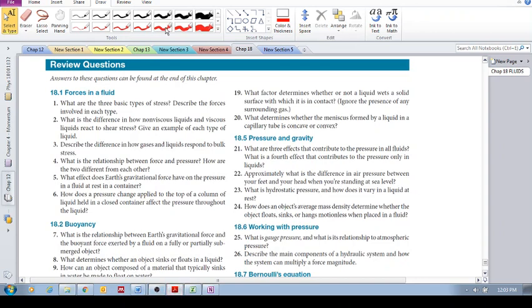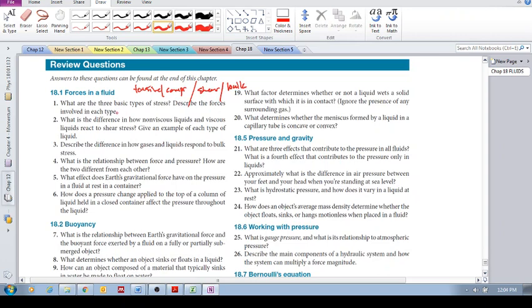Okay, let's look at some review questions of chapter 18. Forces in a fluid. 18.1. What are the three basic types of stress? Well, they're tensile compressive, that's one type. Then the other type is shear, and then the other type is bulk. Okay.